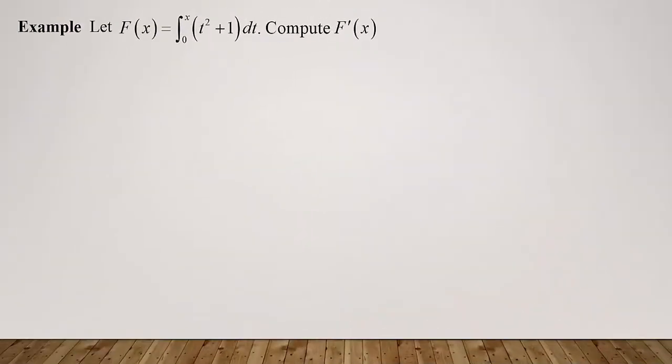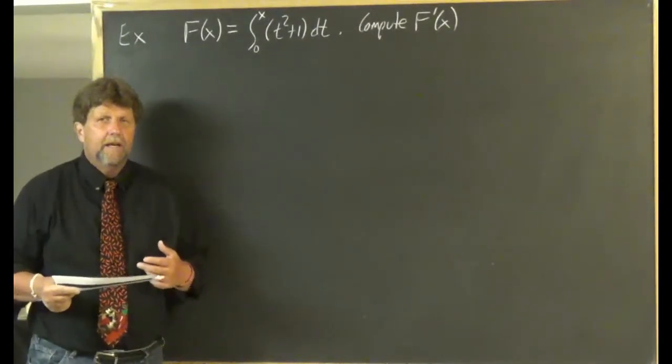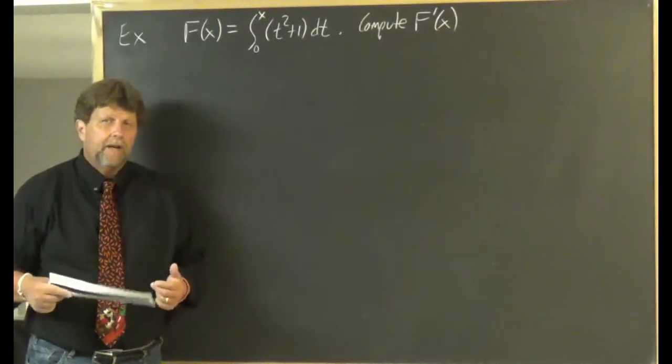All right, folks, this example, when you check it out, I'm saying let's let big F of x equal the integral from 0 to x of t squared plus 1 dt. And let's determine f prime of x. You know what? Write this down. We need to head off to the chalkboard and work through this. All right, this example, it may seem a little bit weird, but it's leading up to something. So let's kind of work through it.